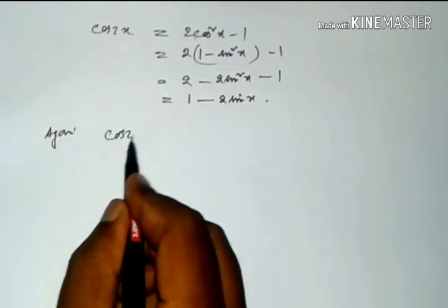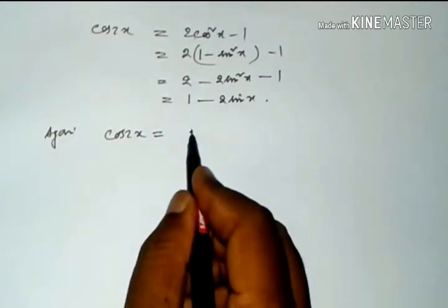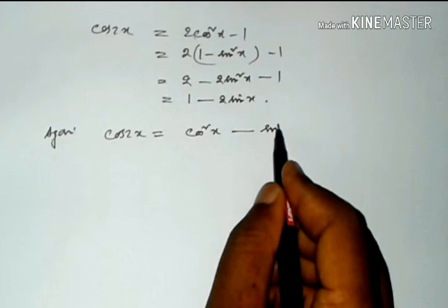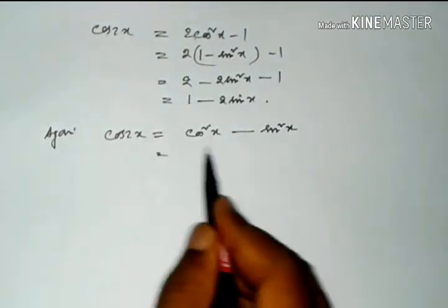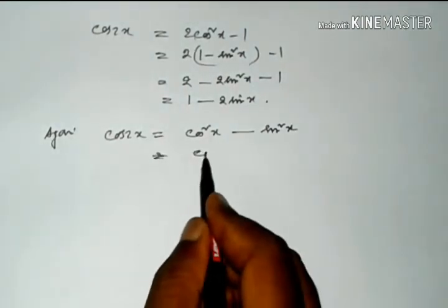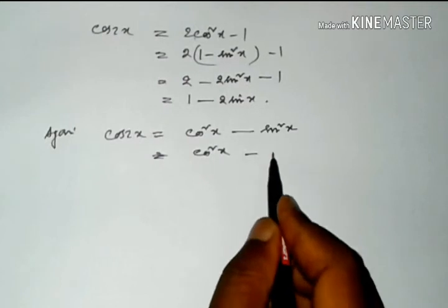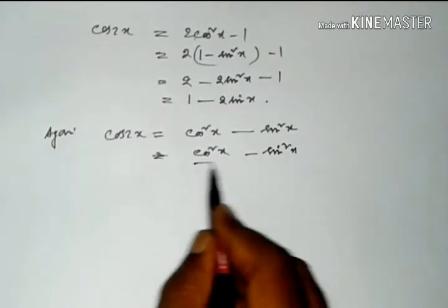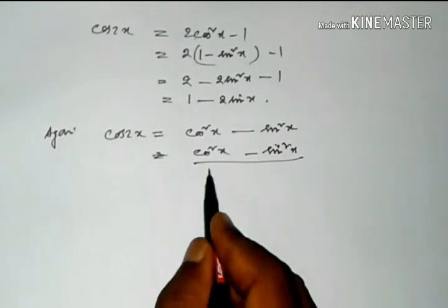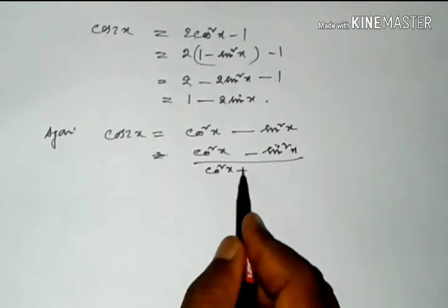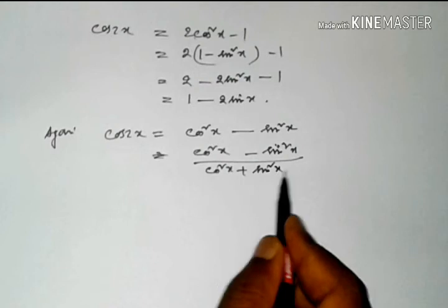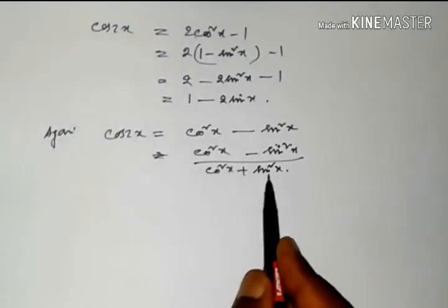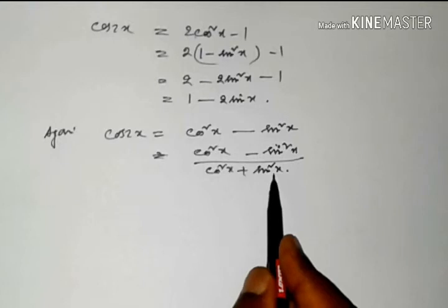Again, cos 2x we have already got as cos square x minus sin square x. That is, we can write it as cos square x minus sin square x divided by cos square x plus sin square x. Since cos square x plus sin square x is equal to 1, we can write it as 1.